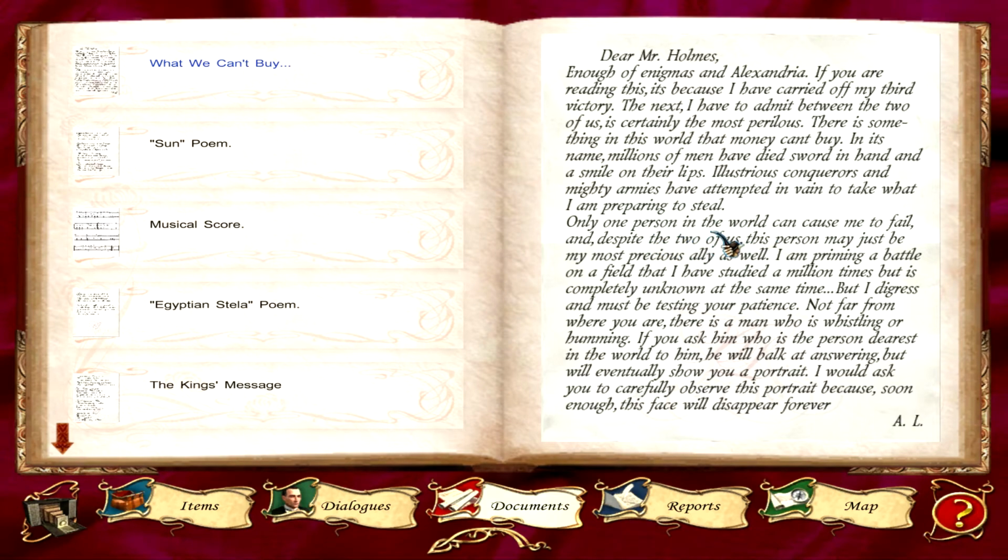Only one person in the world can cause me to fail, and despite the two of us, this person may just be my most precious ally as well. I am priming a battle on a field that I have studied 1,000,000 times, but is completely unknown at the same time. But I digress, and must be testing your patience. But not far from where you are, there is a man who is whistling or humming. If you ask him who is the person dearest in the world to him, he will balk at answering, but will eventually show you a portrait. I would ask you to carefully observe this portrait, because soon enough this face will disappear forever.